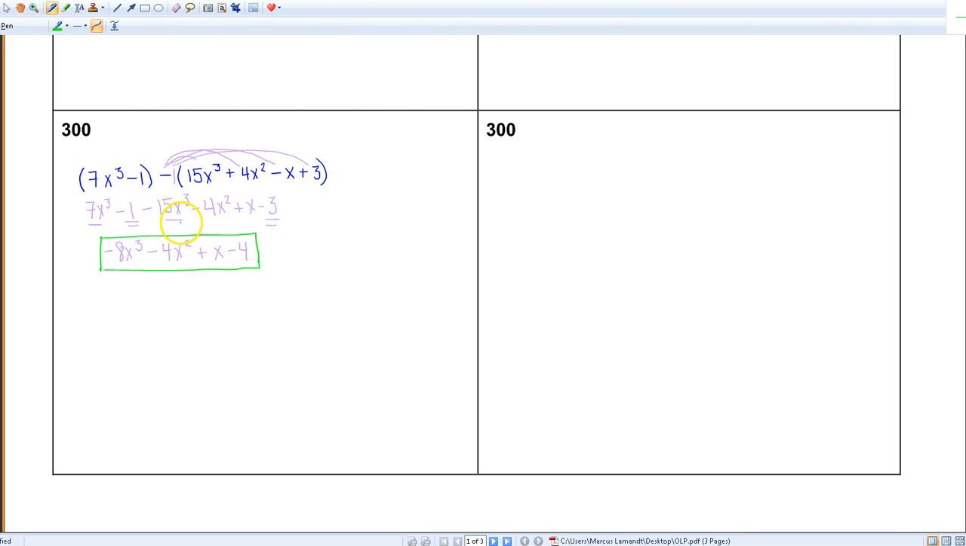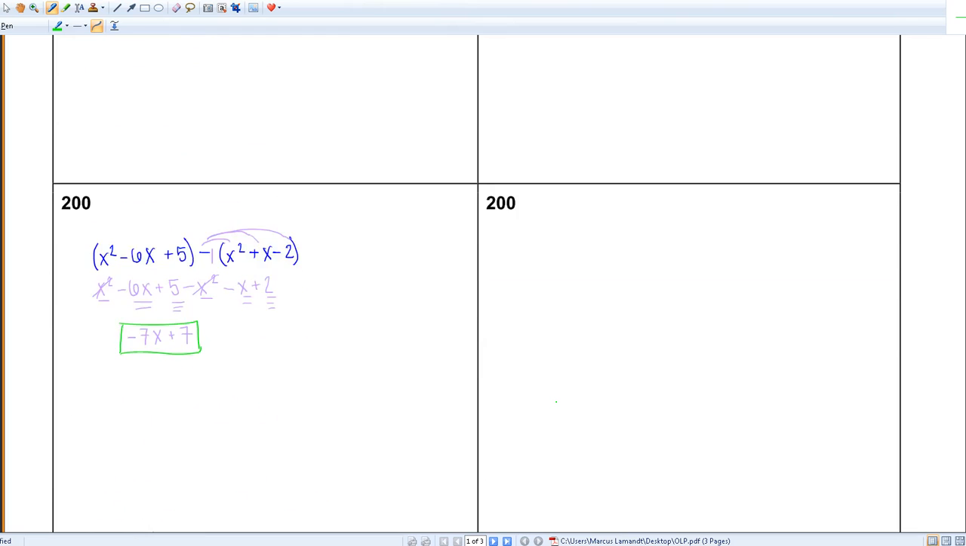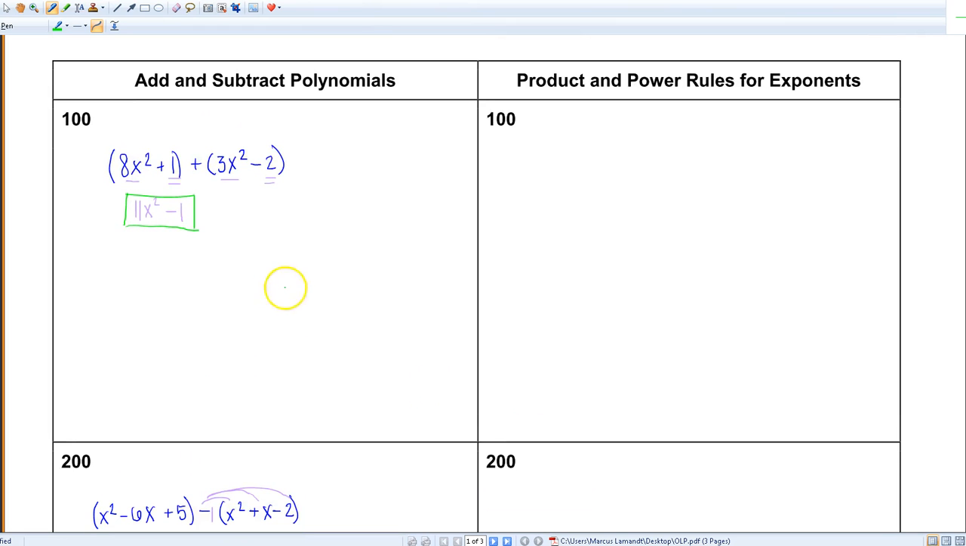7x cubed minus 15x cubed is negative 8x cubed. I have my negative 4x squared plus x, and then negative 1 minus 3 is negative 4. So here's my answer. Alright, next column. Power and product rules for exponents for 100.